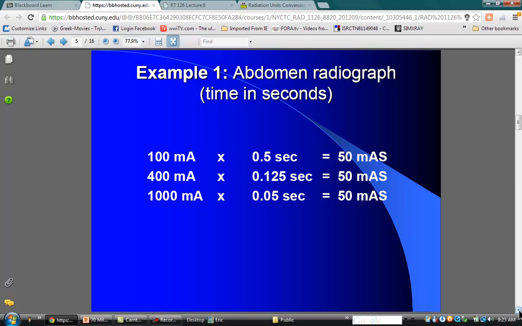So for example, 100 mA times 0.5, or 400 mA times 0.125, or even 1000 mA times 0.05, as long as they all equal the same mAs, in this case 50, you should get an image of all three exposures, if you were to do them in the lab, to where the density would look the same on all three images. They would have the same blackness.